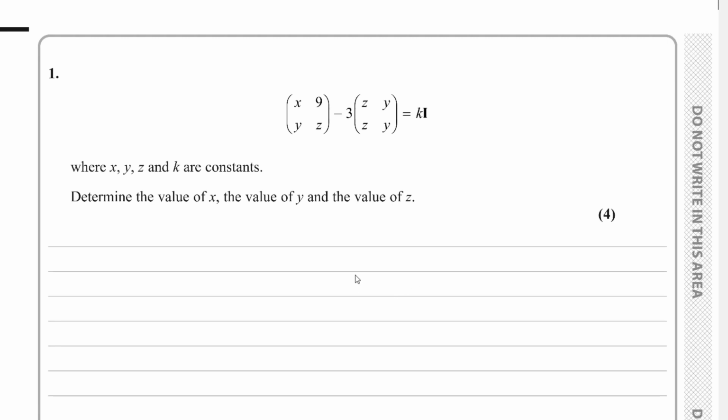Question number 1. We are given the matrix (X, Y, 9, Z), subtract 3 multiplied by the matrix (Z, Z, Y, Y), and this is equal to K multiplied by the identity matrix. X, Y, Z and K are constants. We have to determine the value of X, the value of Y and the value of Z.